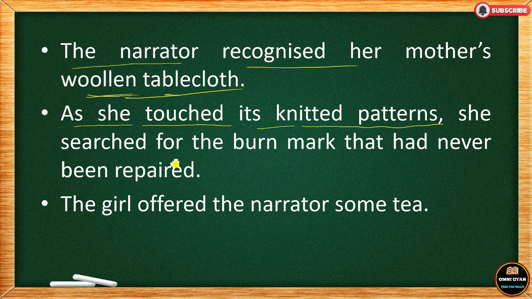Okay. And she searched. Now she remembered that there's a burn mark on that tablecloth that had never been repaired actually. All right. Now actually this burn mark was actually during her mother's time only, and that burn mark was still there on the tablecloth. And she suddenly remembered that after seeing that burn mark, the narrator suddenly remembered her mother. All right. Now the girl offered the narrator some tea. तो लड़की ने चाय ऑफर किया narrator को.